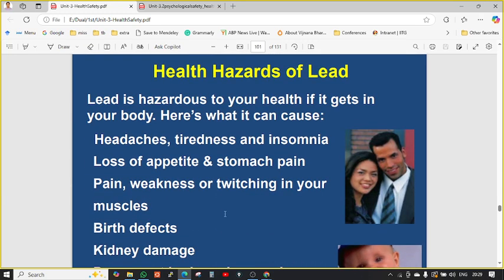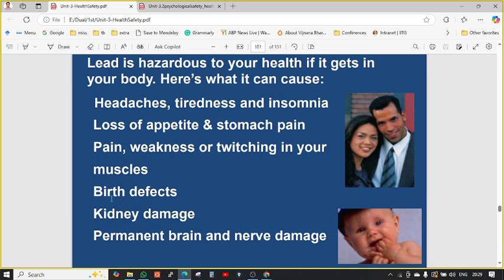Then the next chemical is lead. Lead is a very hazardous chemical like asbestos, like formalin or formaldehyde. Lead also slowly kills people. If you are working in some paint industry, lead factories, or battery industry, there is a lot of exposure to lead, which causes muscle pain, birth defects, kidney damage, permanent brain damage, and nervous system damage. So these are the different kinds of injuries if you do not have proper safety while working with lead.